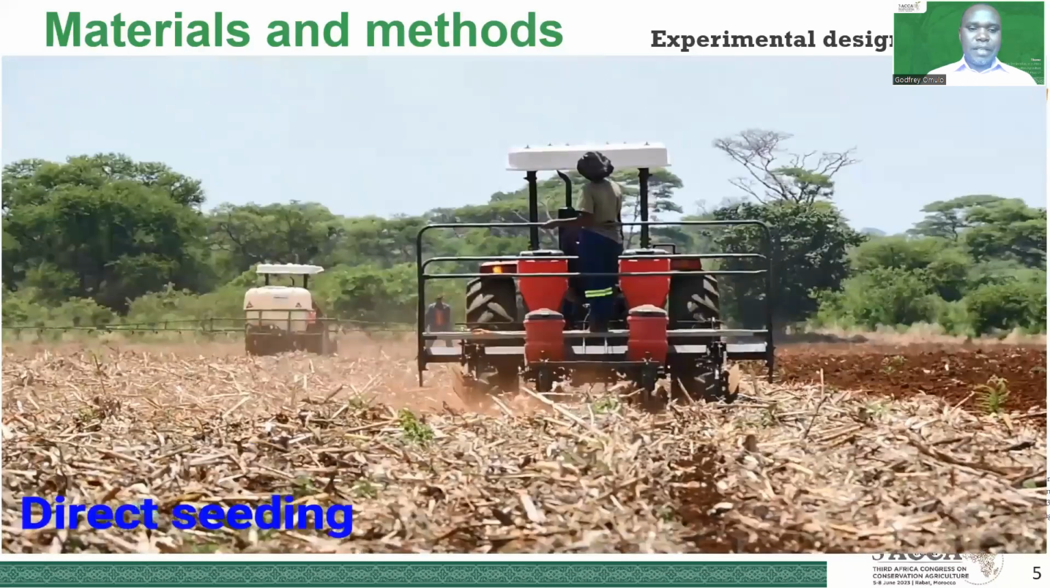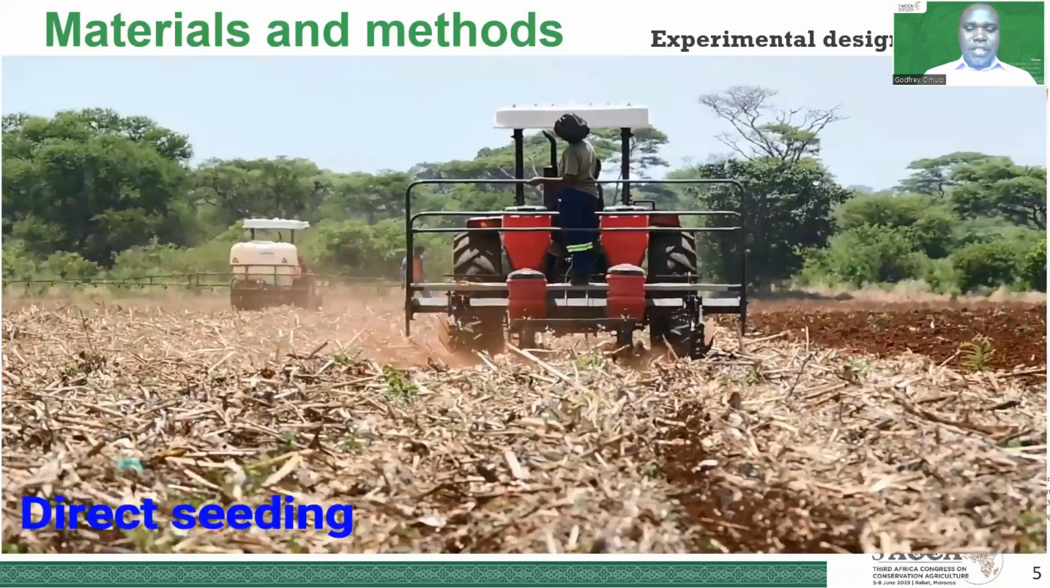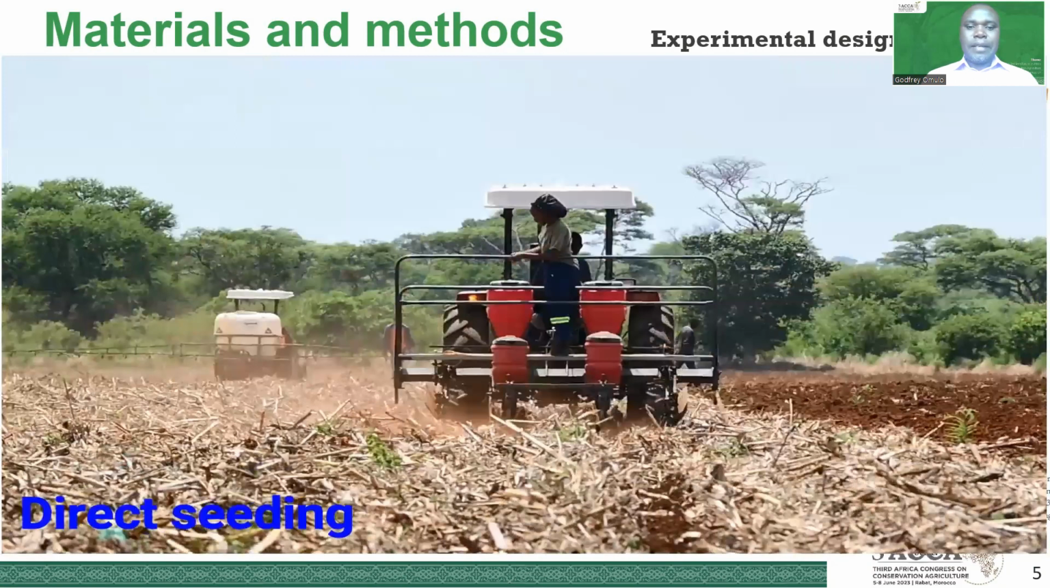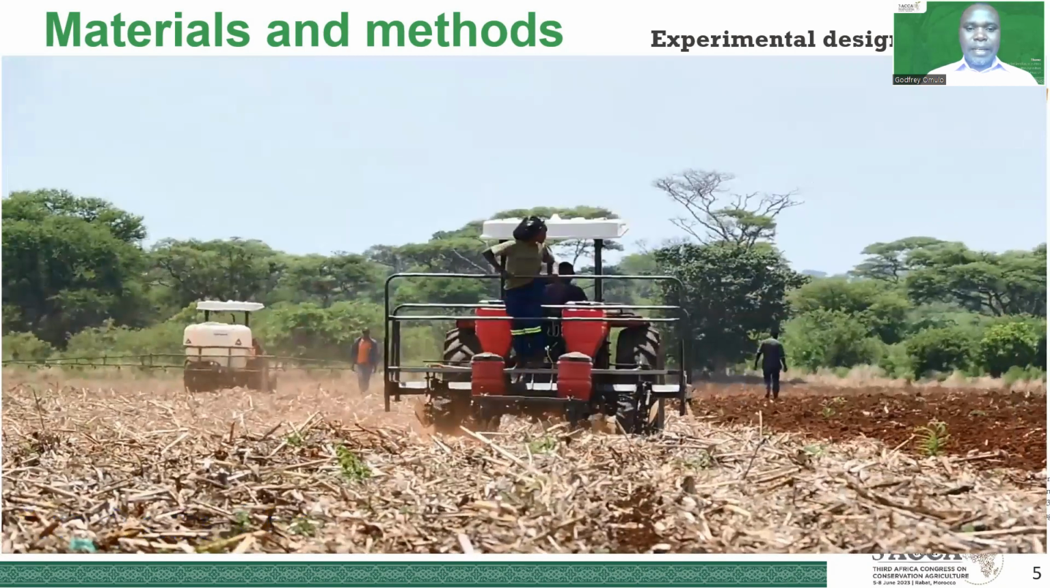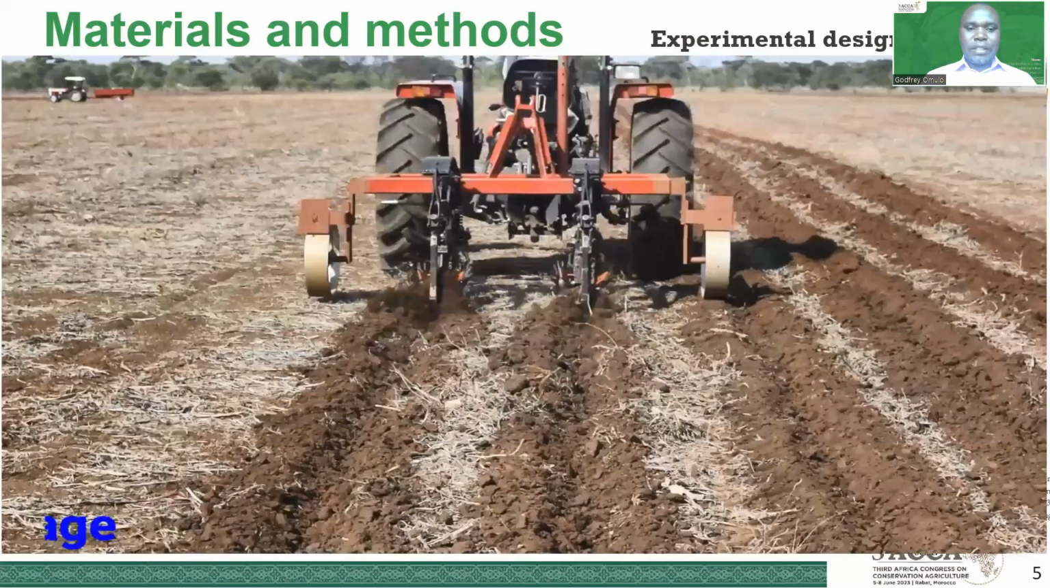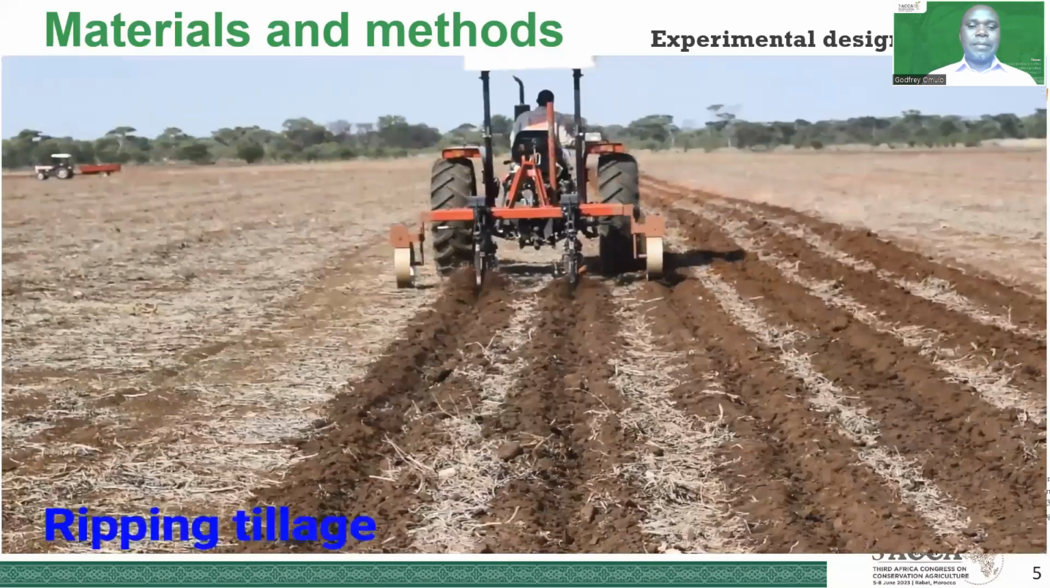So the CA treatments were direct seeding, which involved the use of a direct seeder or no-till planter, directly planting in the residues without any soil disturbance, any initial soil disturbance.